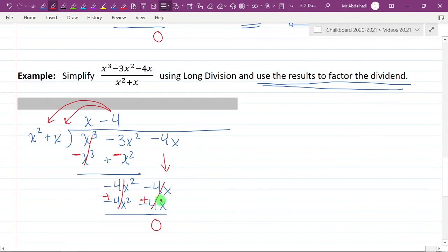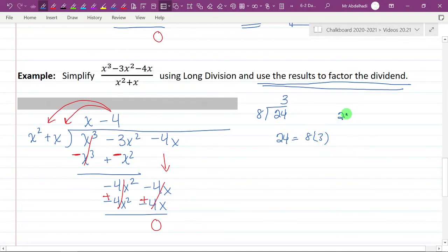So what does that tell us? It tells us that here's one factor and here's the other factor, because this is a 0. Since this is a 0, these must be factors. And let's put it this way. If you have 24 and you divide it by 8 and you get 3, that means 24 equals 8 times 3 because there's no remainder.